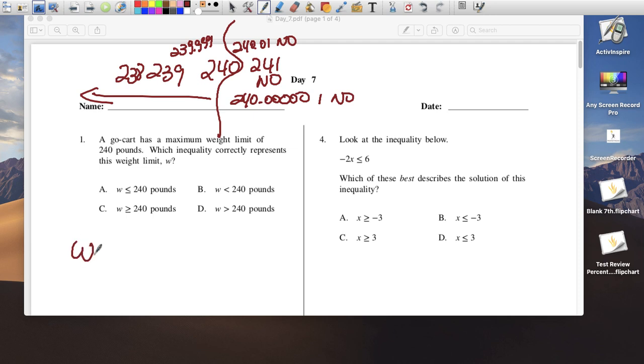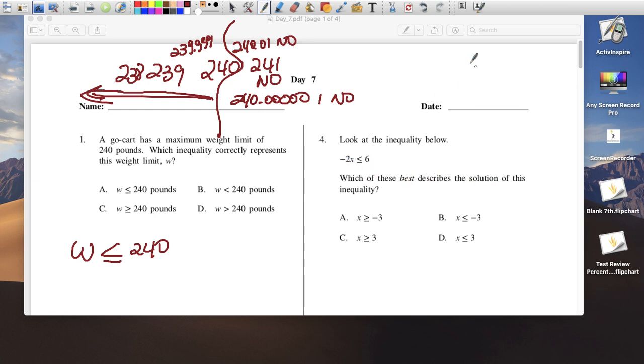So the weight, and we can tell that the arrow is already pointing that way. So any number that's under 240 or even equal to 240 is permitted here. Okay. Look at the inequality below. Which of these best describes the solution?